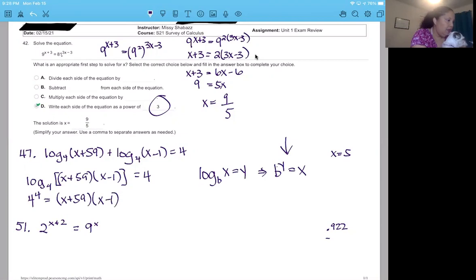All right, I am going to run out of room. Let's see, let's put this question up here for the time being. All right, so 4 to the 4th is what? 256.